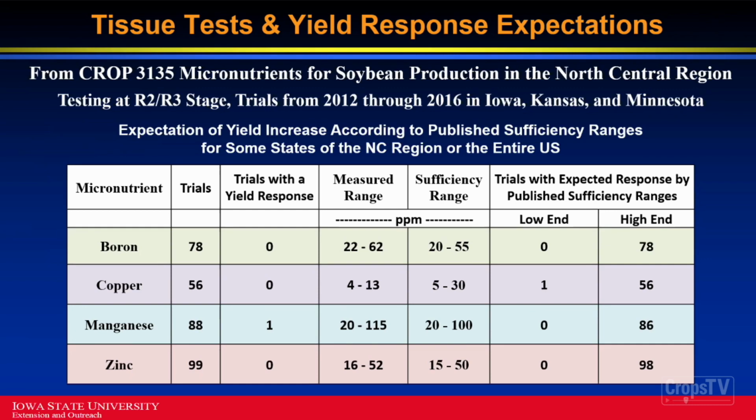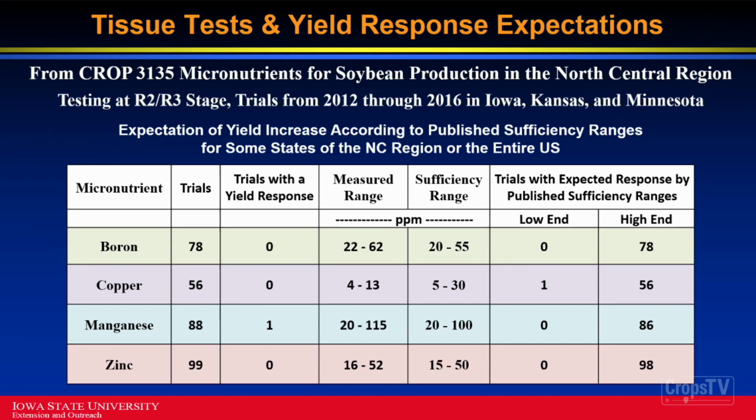Now, what if we had used the high end? We can say, okay, if we have less than 55, there could be a response, or 30, 100, or 50, whatever. Then essentially we would have seen a response in all the fields. This is the danger of this sufficiency range.